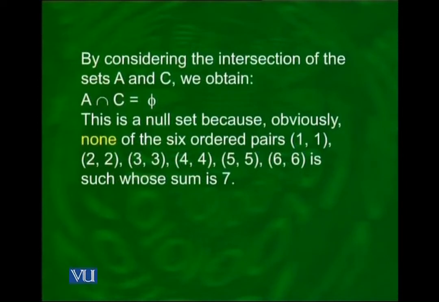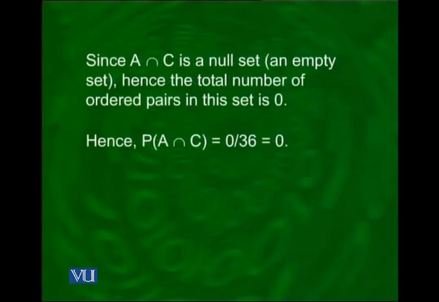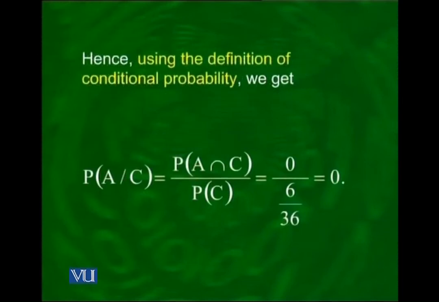The reason is that none of the 6 ordered pairs, (1,1), (2,2), (3,3), (4,4), (5,5), and (6,6), none of them is such whose sum is 7. Therefore, A intersection C is a null set, and hence the total number of ordered pairs in this set is 0. And this means that the probability of A intersection C is equal to 0 by 36, which is the same thing as 0. And now, substituting the values 0 and 6 by 36 in the formula of probability of A given C, students, it is obvious that this particular conditional probability comes out to be 0.